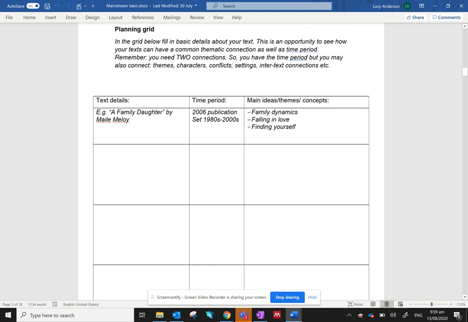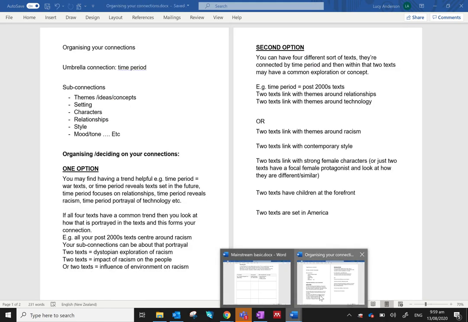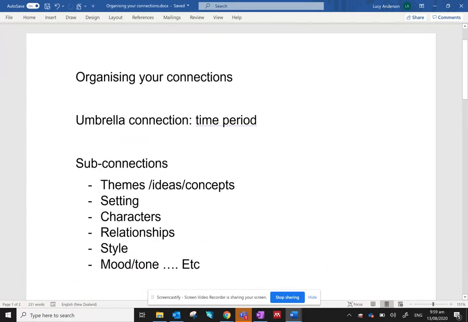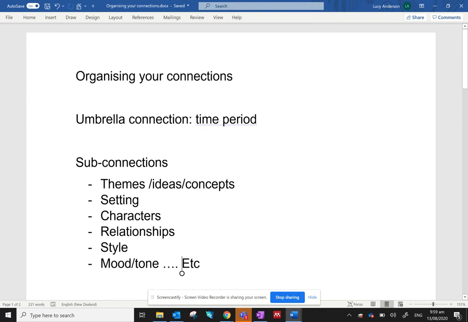And once you've done that, I'll talk you through now in my other exciting Word doc what your next stage is. Once you've got your time period, the easiest way I can think of it is your umbrella connection. So all four texts have that time period. The reason the time period's good is you can look at how the time period of writing has influenced the ideas in it, the characters in it, the technology that it's used to produce that text, for example, films, sound effects, special effects, CGI, etc.